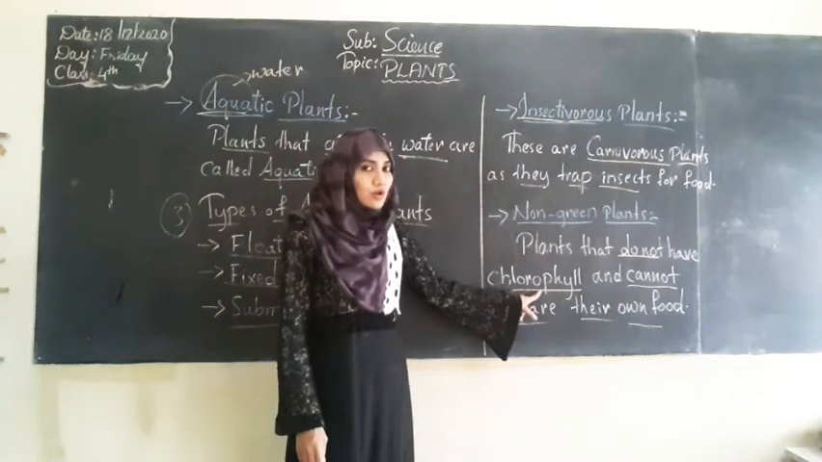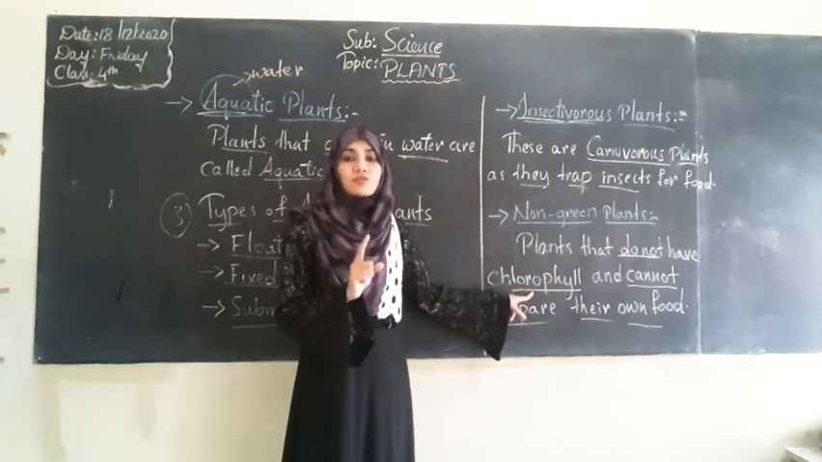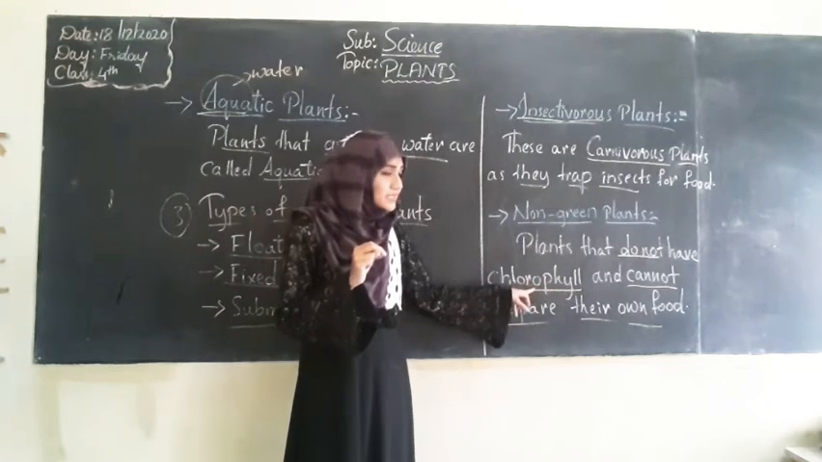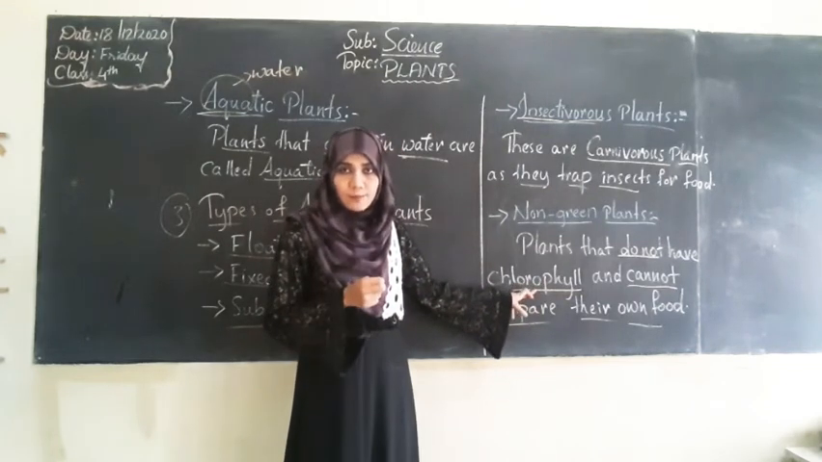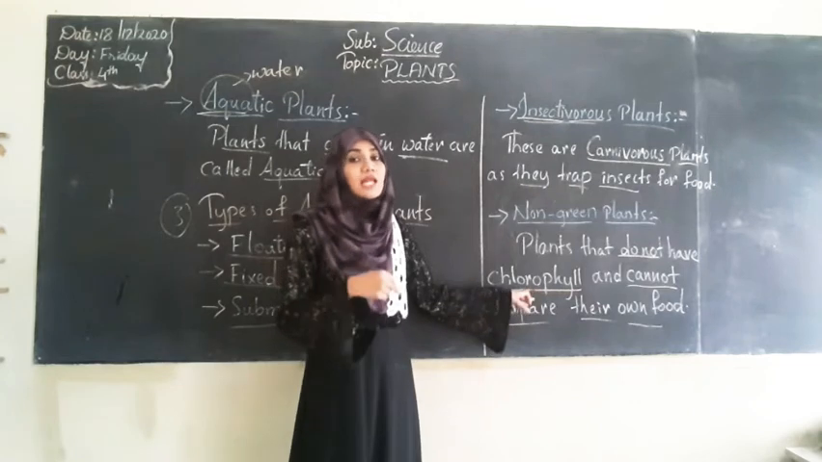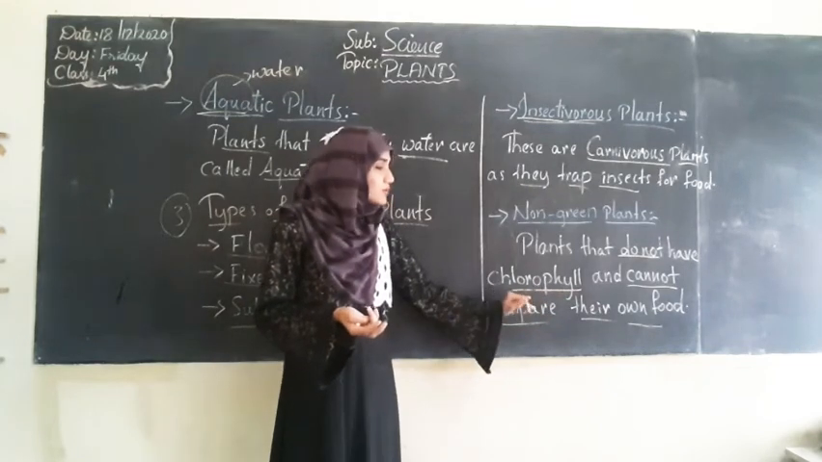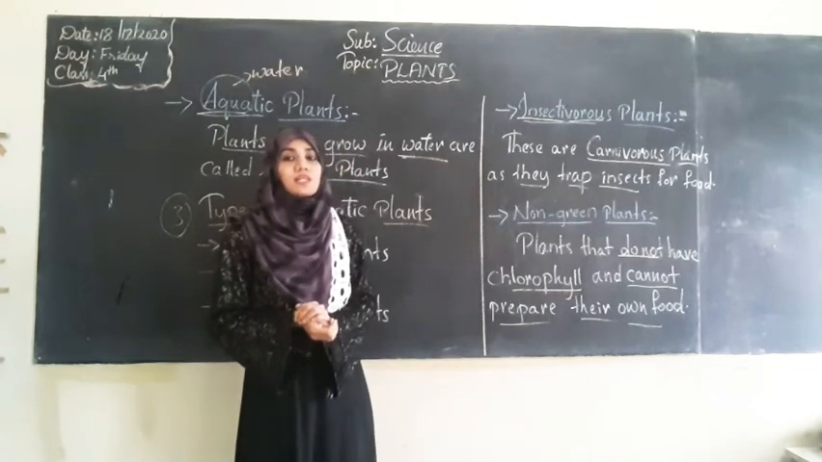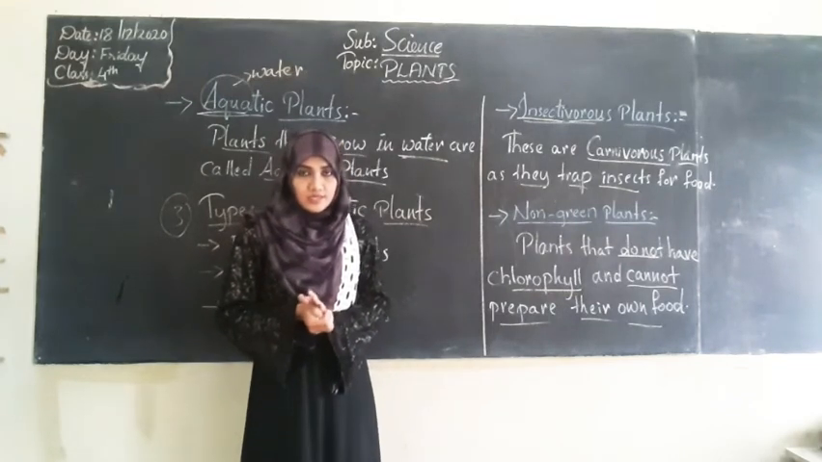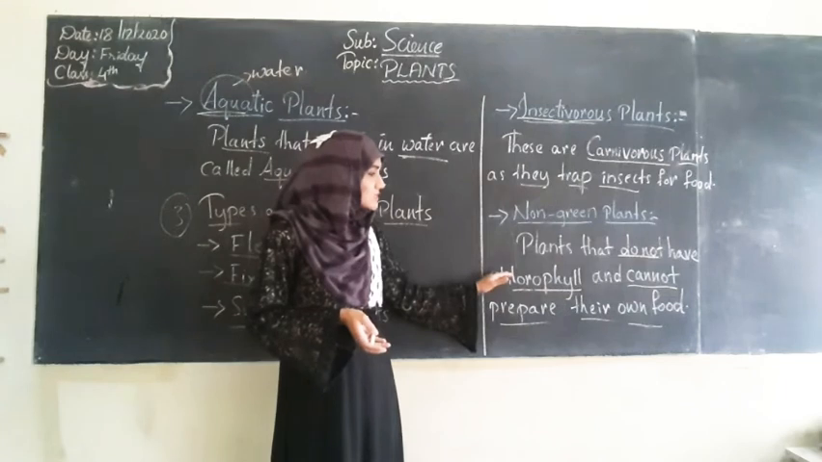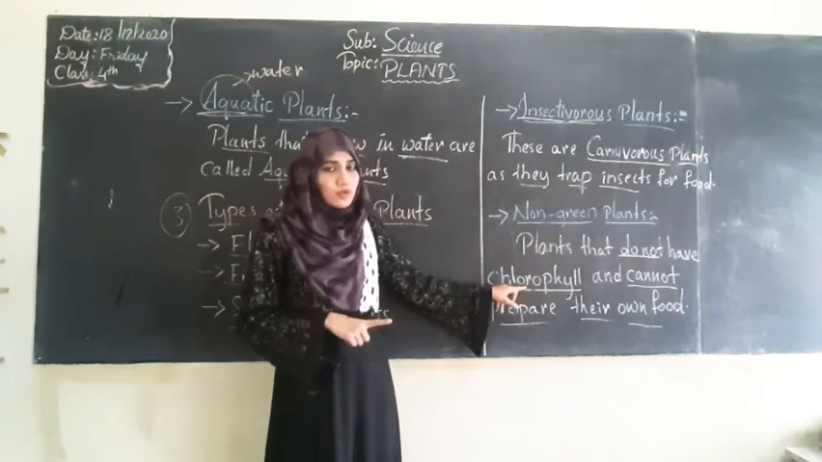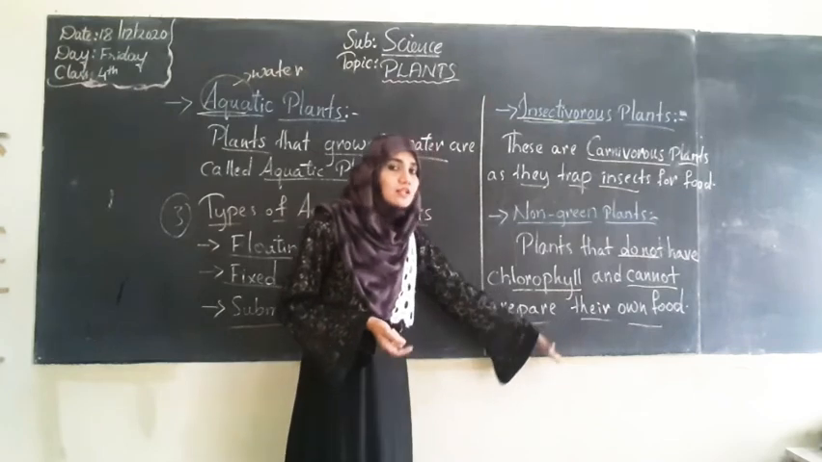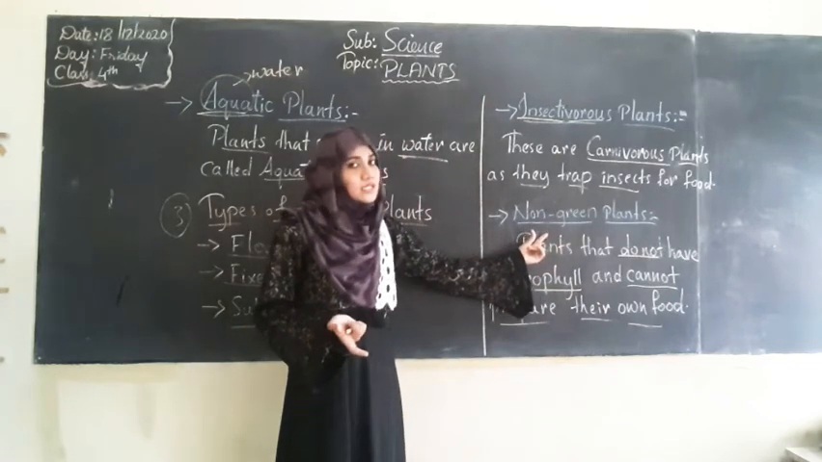Why? Because the chlorophyll pigment has two main functions. First, it gives green color to the plant. Second, only because of chlorophyll, plants are able to prepare their own food with the help of sunlight and carbon dioxide. But non-green plants, as they do not have chlorophyll, will not be able to prepare their own food, and also they will not be green in color.